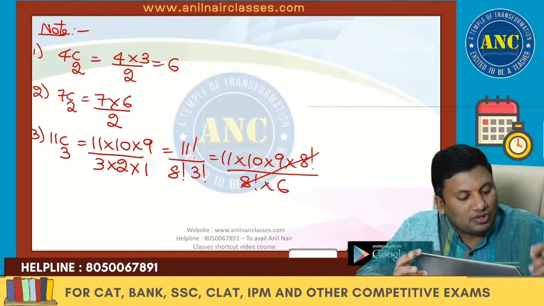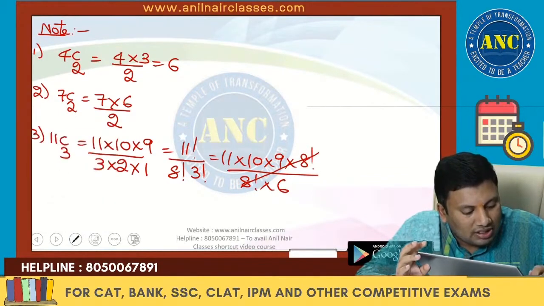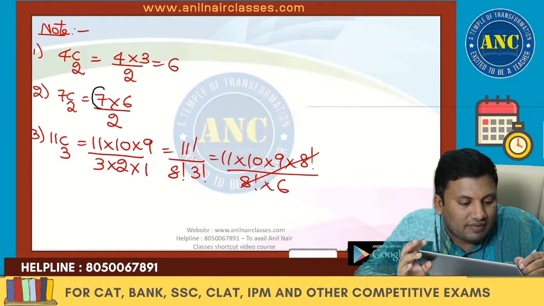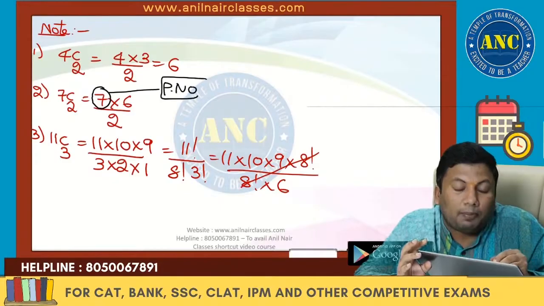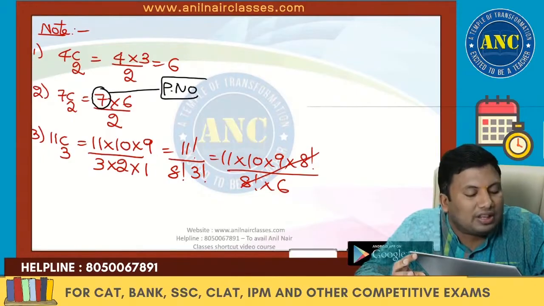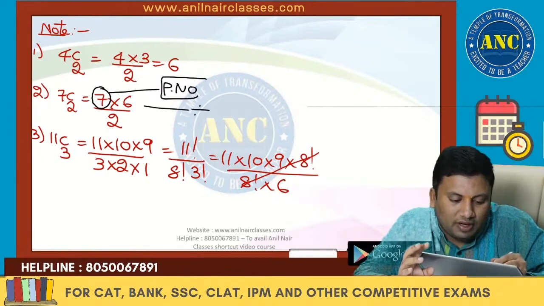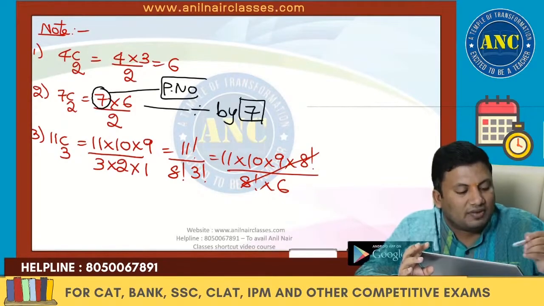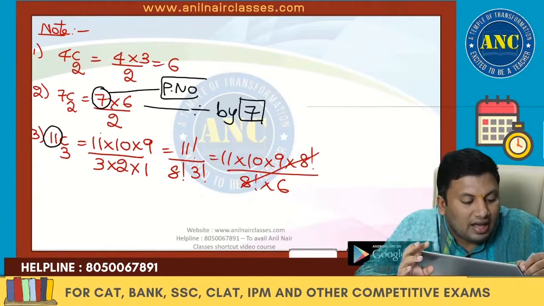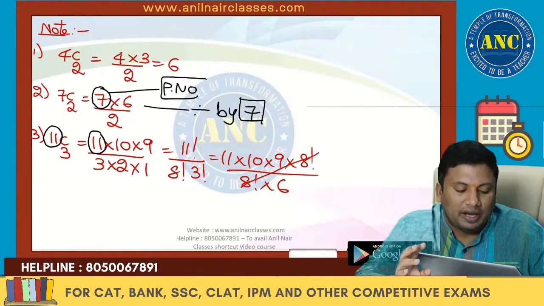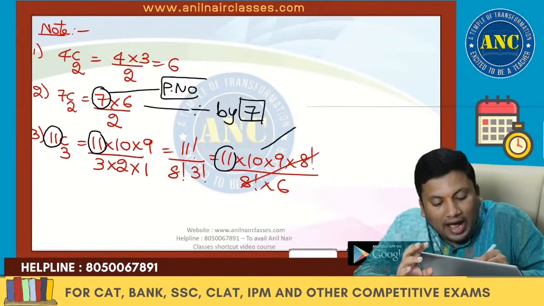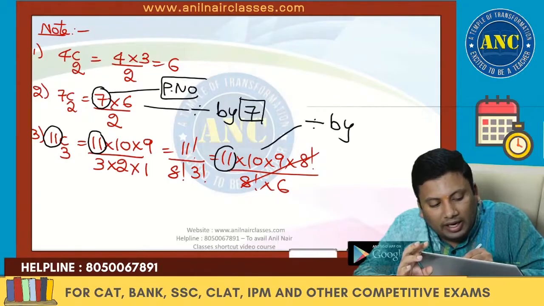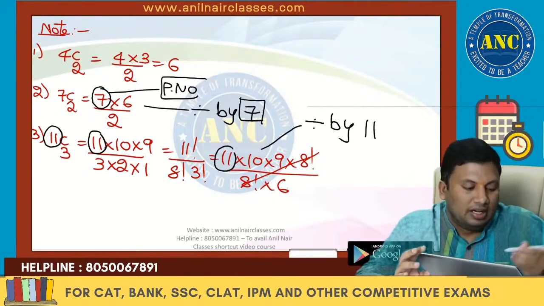There is something which I want you to know. See here. 7C2, 7 into 6 by 2. 7 is a prime number. Can a prime number be decomposed further? No. Answer will be divisible by 7. 11C3. 11 is a prime number. Can a prime number be decomposed further? No. Answer will be divisible by 11.